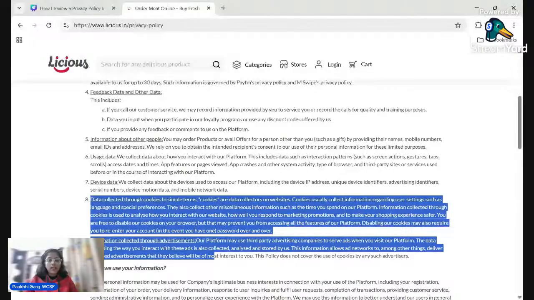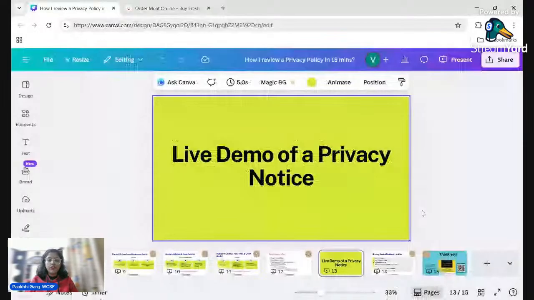So, in summary, the red flags that I would like to highlight are vague purpose statements, limited clarity on cross-border data transfer, no specific retention period, and cookie consent not being fully addressed. So in this way, you can definitely review an entire privacy policy in under 15 minutes.